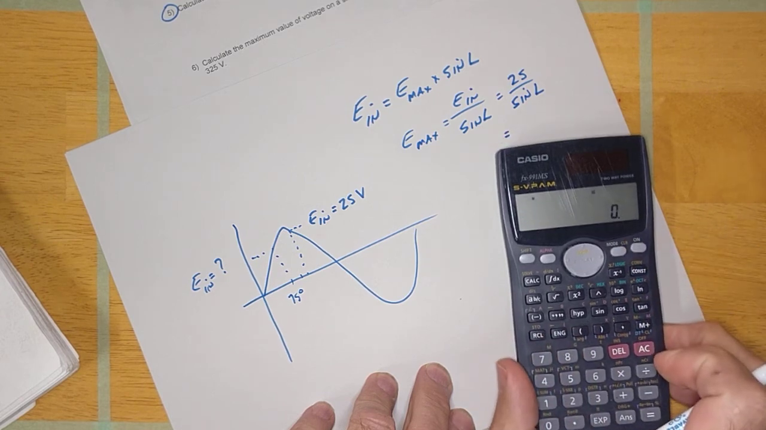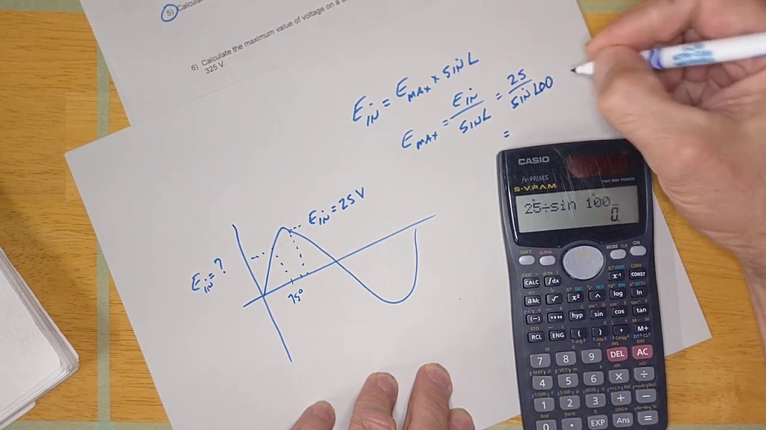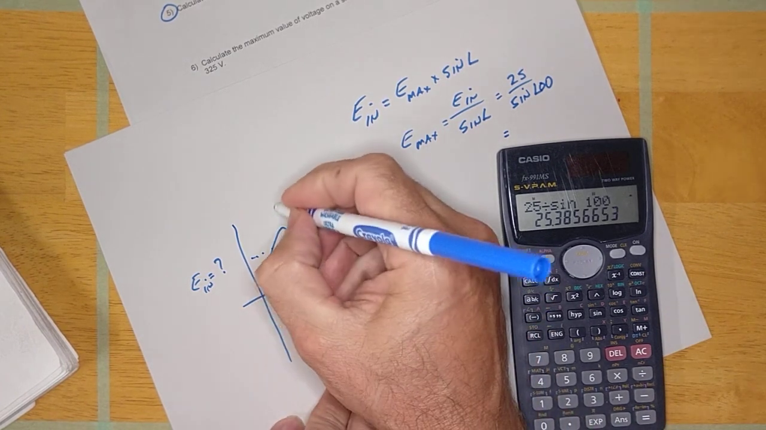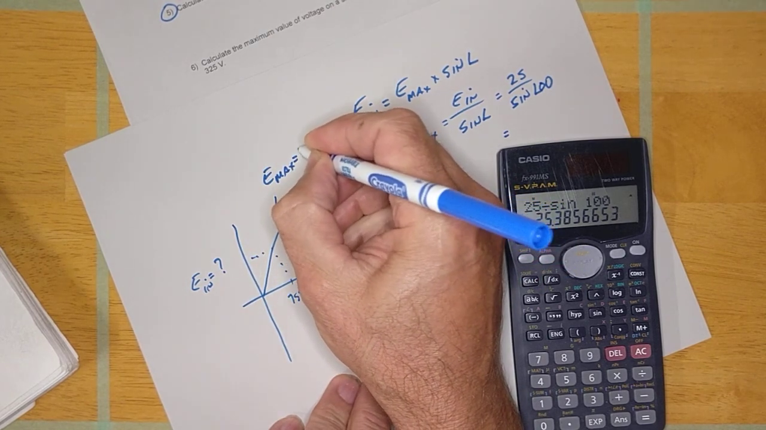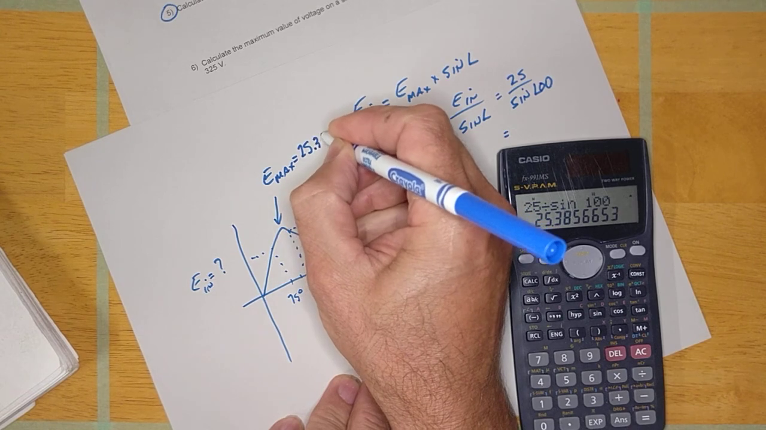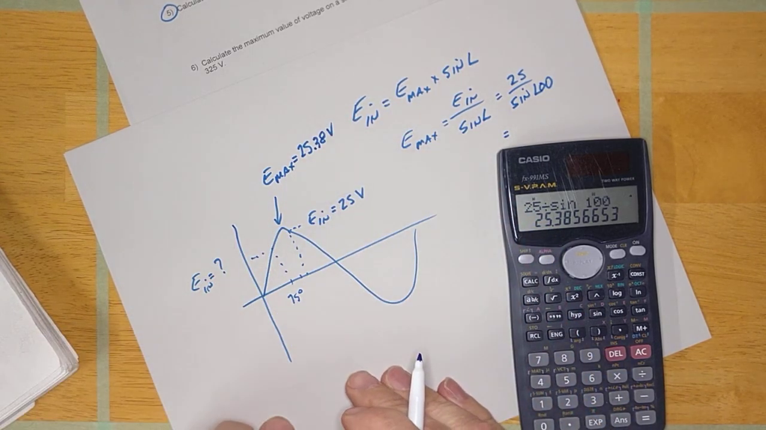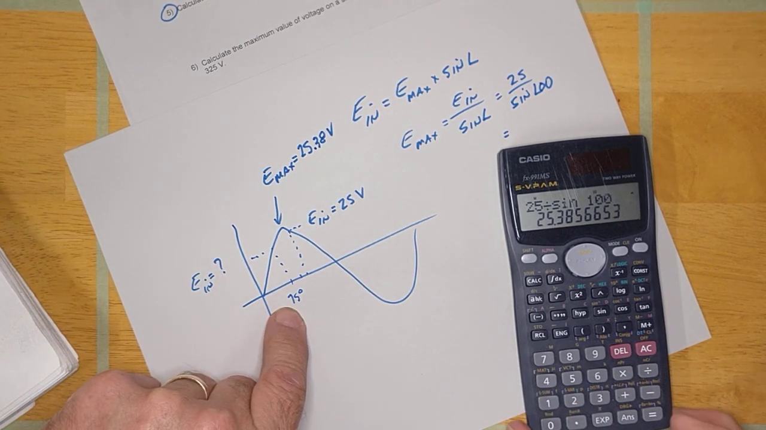I'll bring in my calculator. 25 divided by sine 100. I should have put the 100 in there, I guess, right? Equals, it's saying the peak voltage right there, E max, is 25.38 volts. Okay, so now we know the max for this sine wave. Now I can calculate the instantaneous value at 75 degrees.